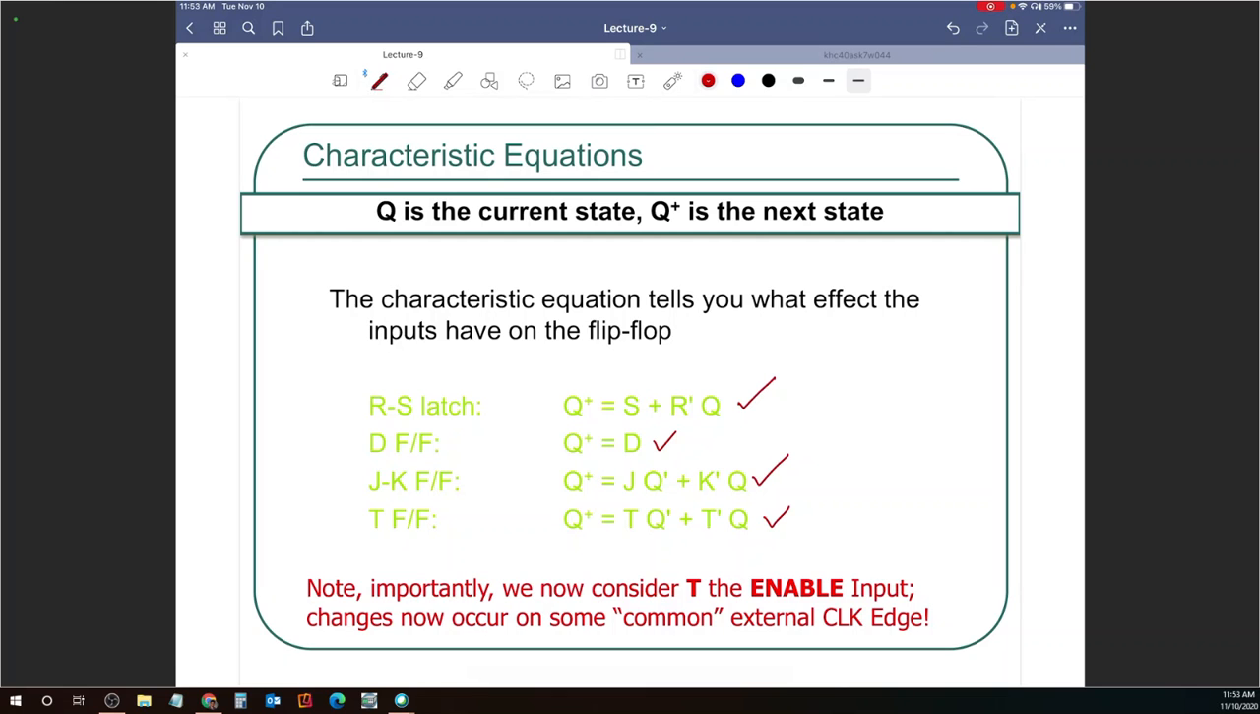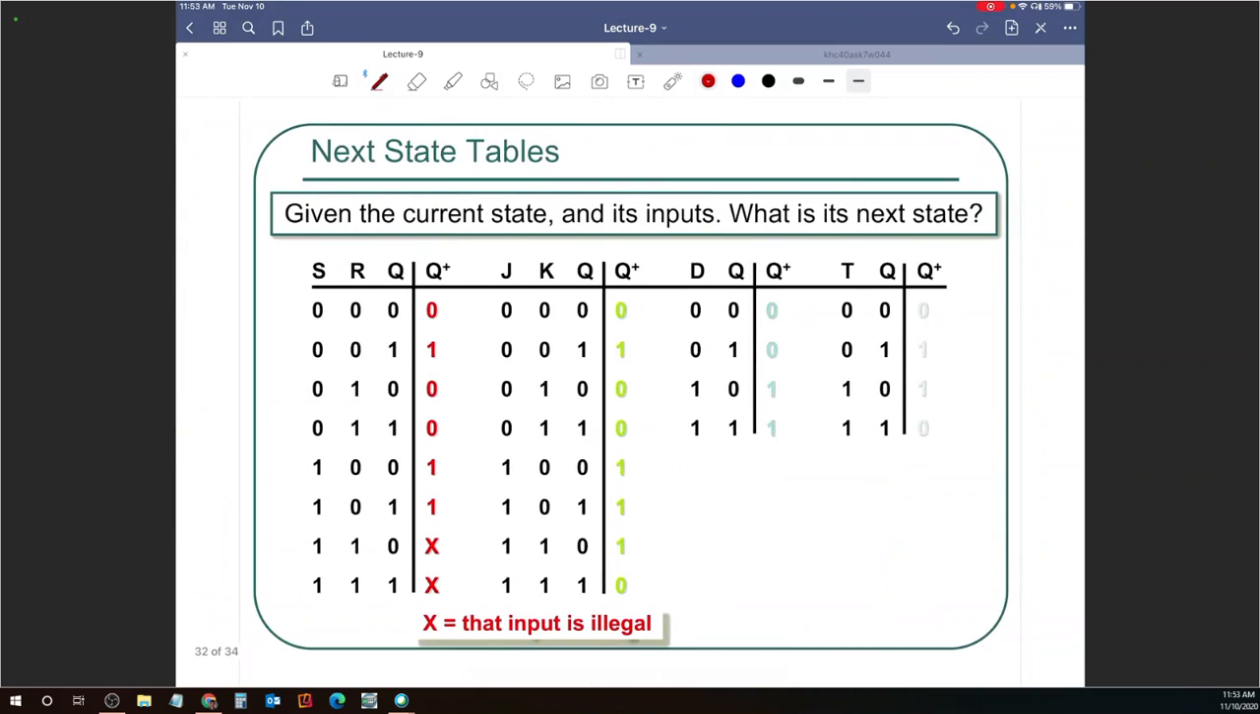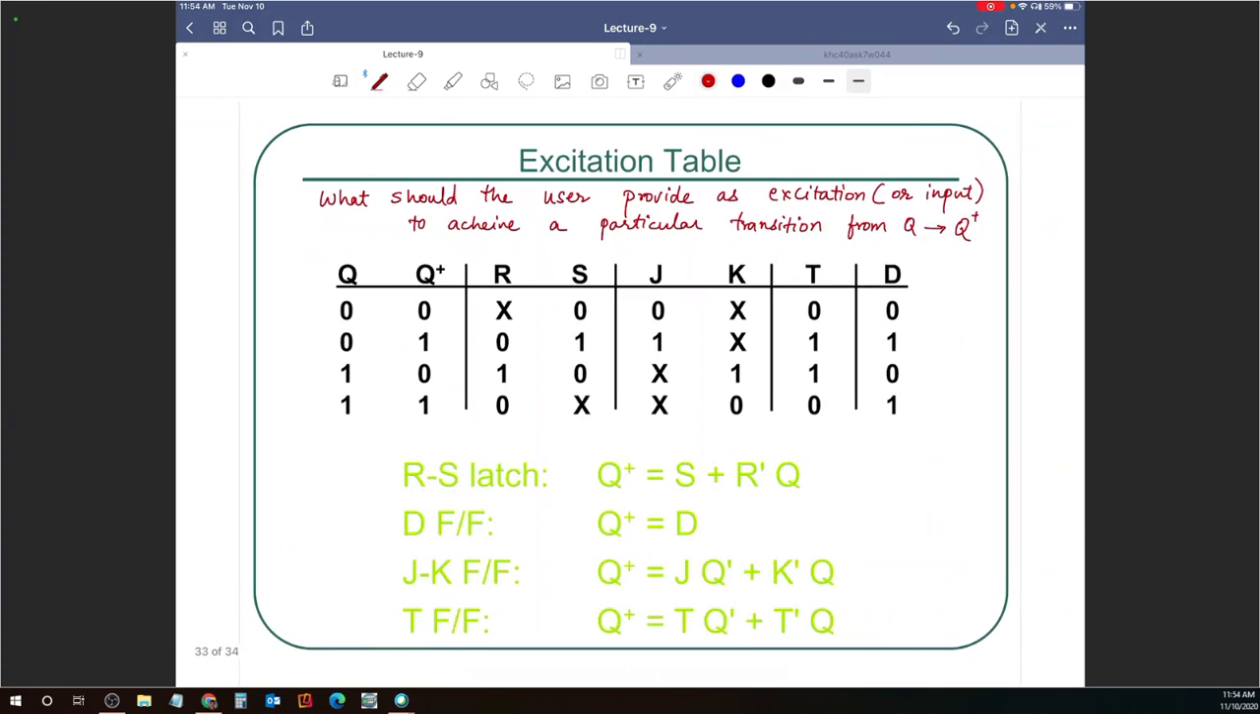So think about this as a summary slide for the next state tables. We have looked at them, not all in one place, but this slide brings everything into one place: SR, JK, data, and toggle. All the flip-flops, their current states and the next states, depending on their inputs. A summary of next state tables can be very useful as a crib sheet or reference sheet for your exams. The next one is the excitation tables.